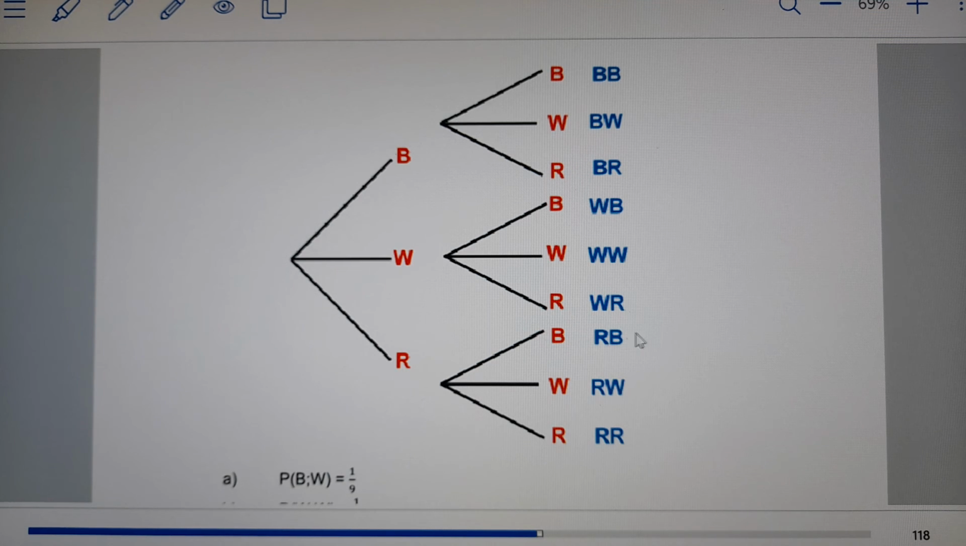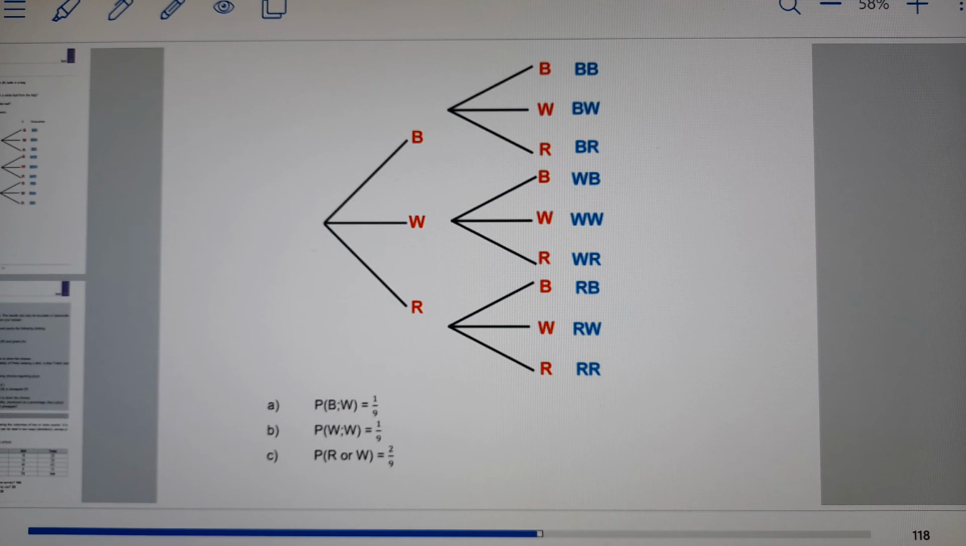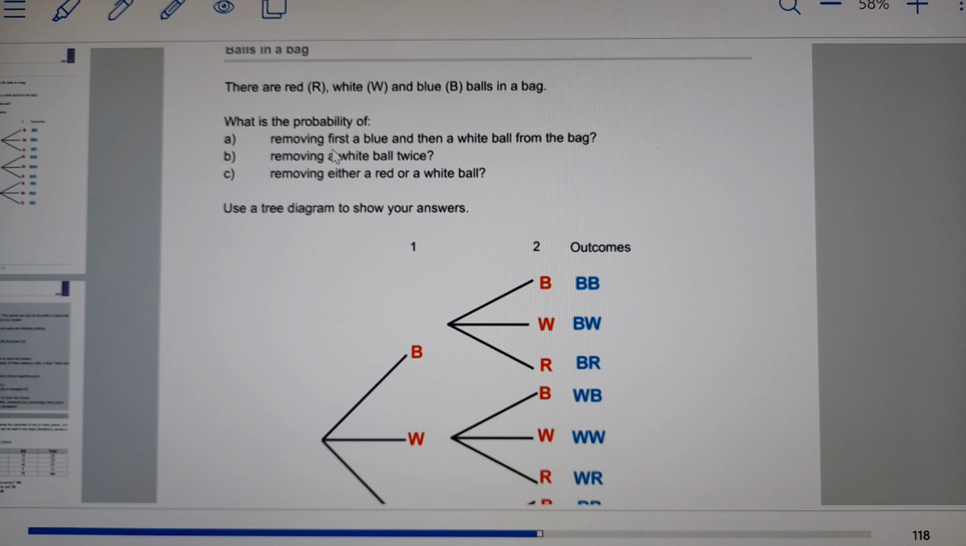So how many outcomes do we have? 3, 6, 9 outcomes. So it's 3 times 3. So we have 9 outcomes. So let us see the questions now. The probability of removing blue first and then white. So blue first and white, it's 1/9. And then the probability of removing a white ball twice. We have white, white. So it's 1/9 as well.